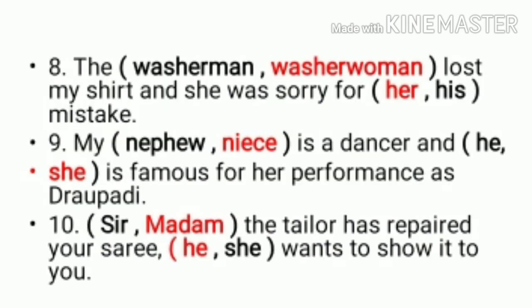Eighth one, the washerman or the washerwoman lost my shirt and she was sorry for her or his mistake. So the washerwoman lost my shirt and she was sorry for her mistake. Ninth one, my nephew or niece is a dancer and he or she is famous for her performance as Draupadi. So my niece is a dancer and she is famous for her performance as Draupadi.